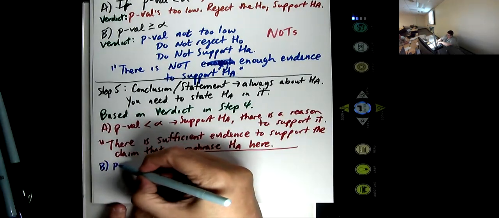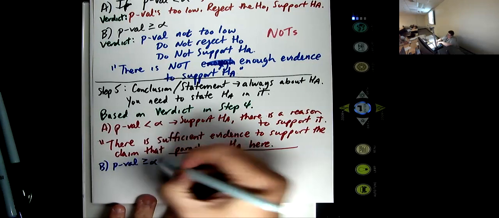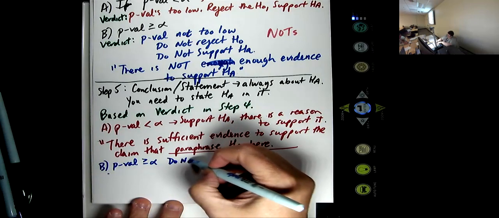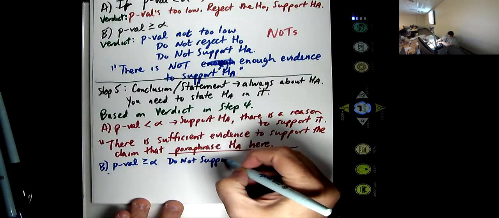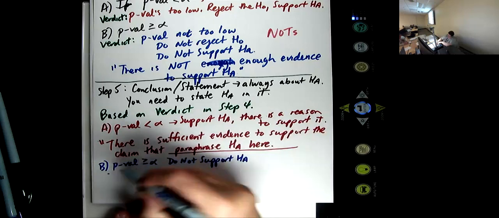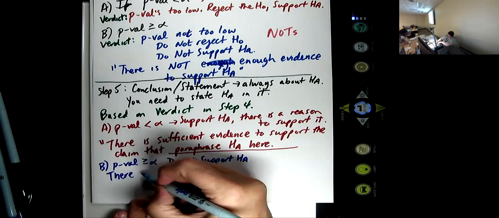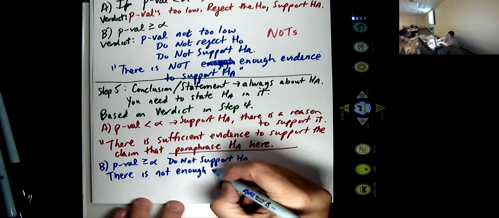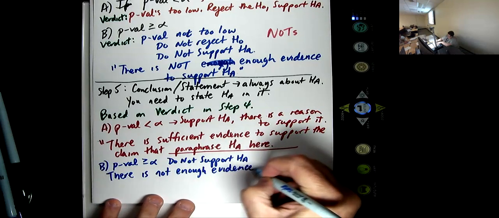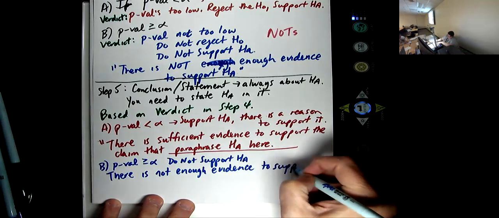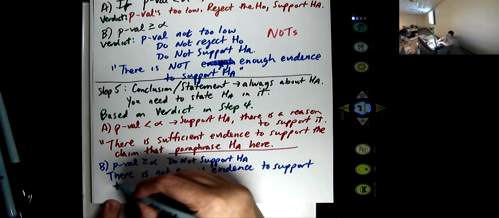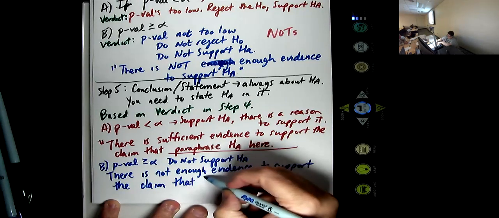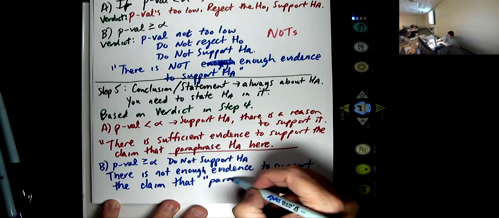B is when p-value is greater than or equal to alpha. So we do not support HA. There is not enough evidence to support the claim that, and again, paraphrase HA here.